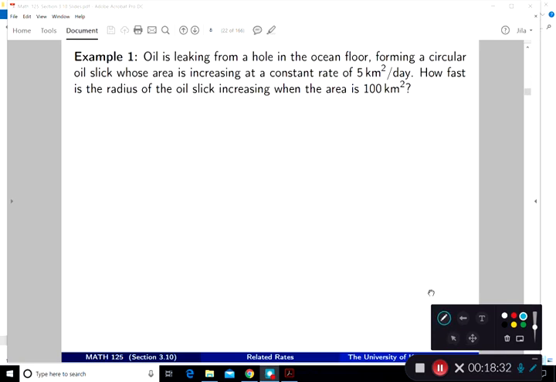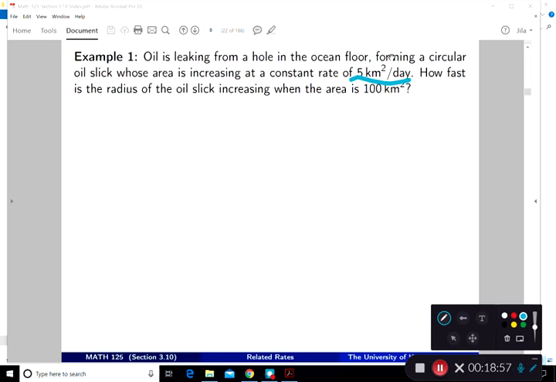This example is asking: oil is leaking from a hole in the ocean floor, forming a circular oil slick whose area is increasing at a constant rate, 5 kilometers squared per day. How fast is the radius of the oil slick increasing when the area is 100 square kilometers?